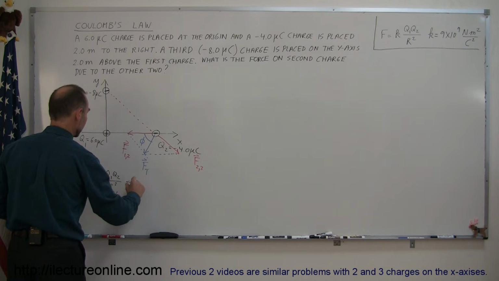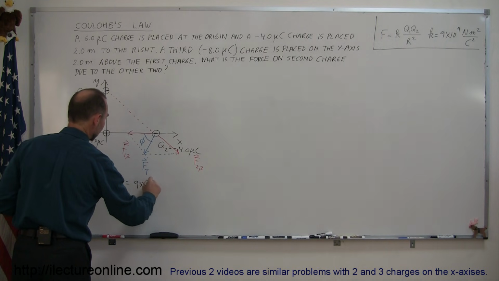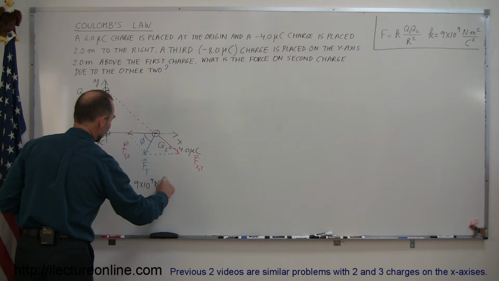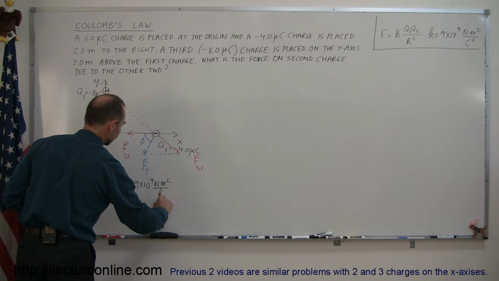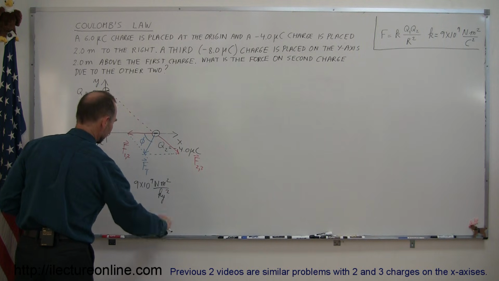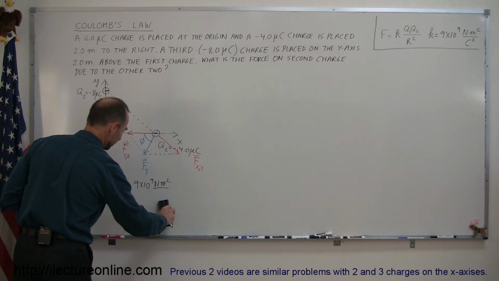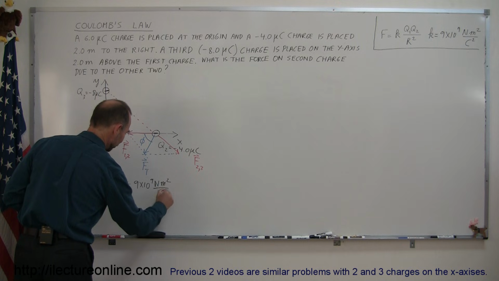And K is equal to 9 times 10 to the 9th newton meters squared per coulomb squared. Well, not kilogram squared. I keep thinking about Newton's law, but no. Here we're dealing with charges, so it's coulomb squared.